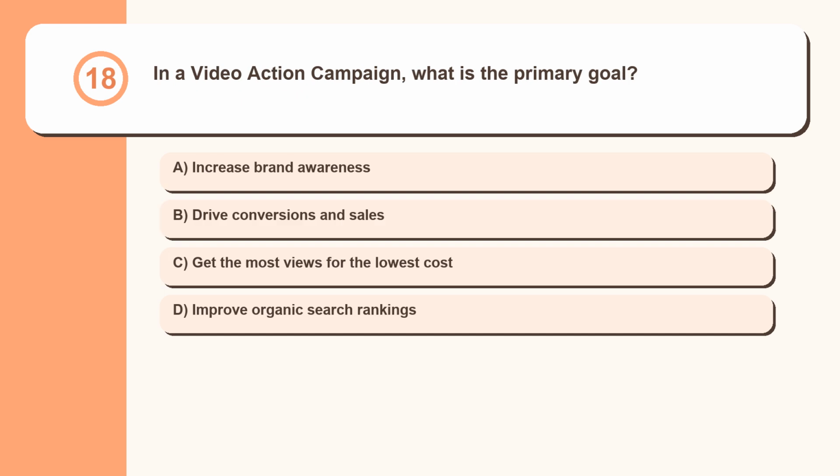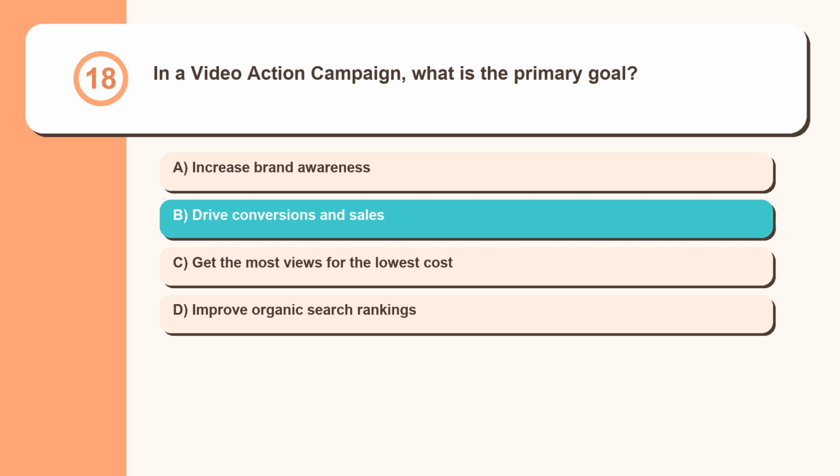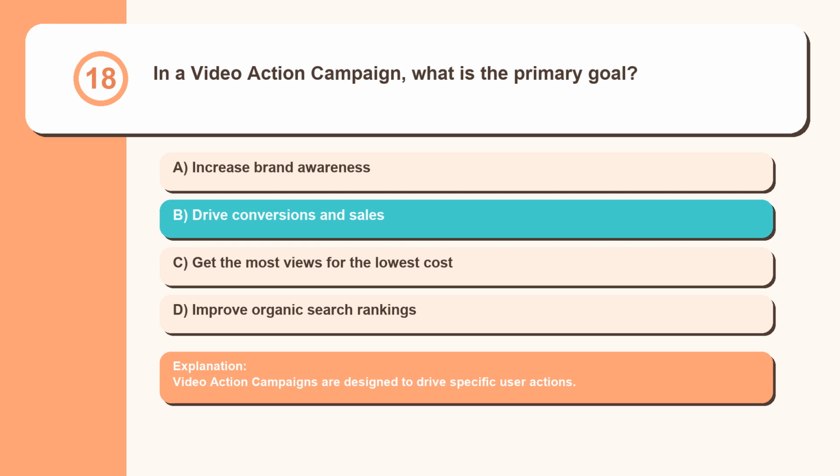Question 18. In a video action campaign, what is the primary goal? Increase brand awareness, drive conversions and sales, get the most views for the lowest cost, improve organic search rankings. Video action campaigns are designed to drive specific user actions.